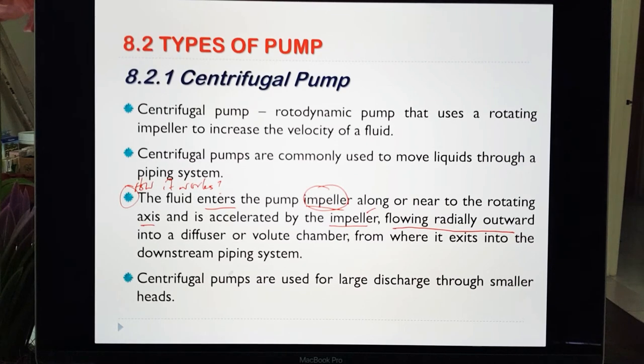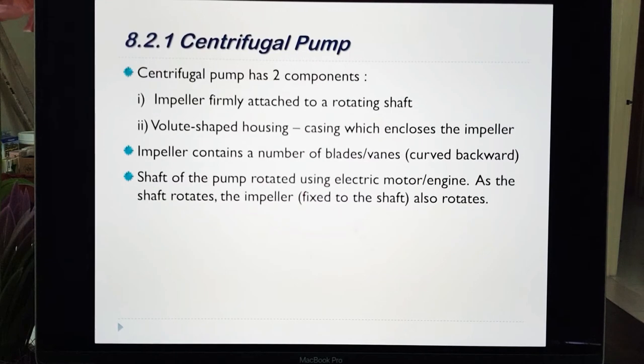So basically, centrifugal pumps are used for large discharge through smaller heads. Okay, large discharge meaning that we are discharging a large amount of fluid. Okay, so centrifugal pumps have two components.